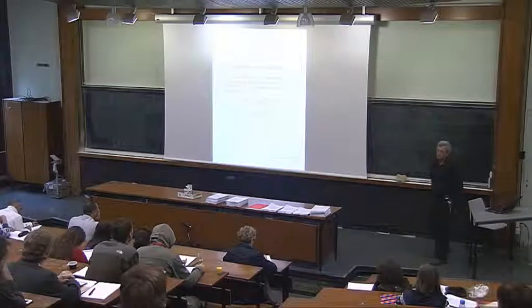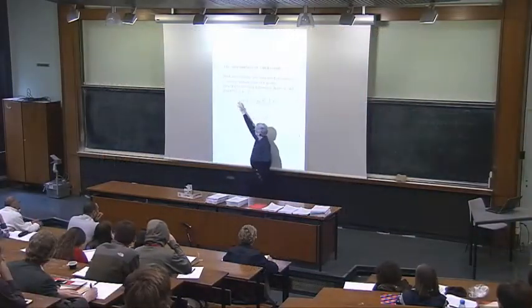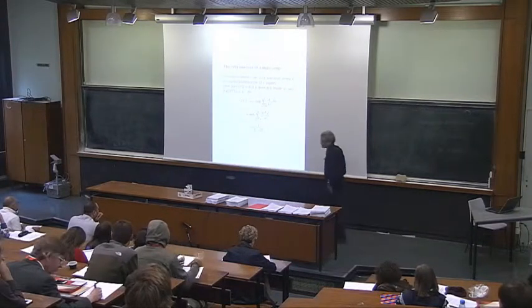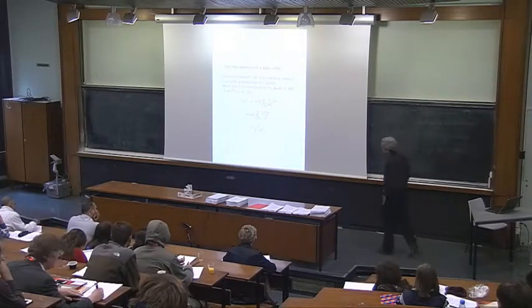Okay, now a finite orbit. So suppose that we have a T, and T is just a cyclic permutation of k points. Well, it's a cyclic permutation of k points, so if k does not divide n, there is no fixed point for T to the n. On the other hand, if we're looking at a power of T which is a multiple of k, then every point is fixed. So we have k fixed points.